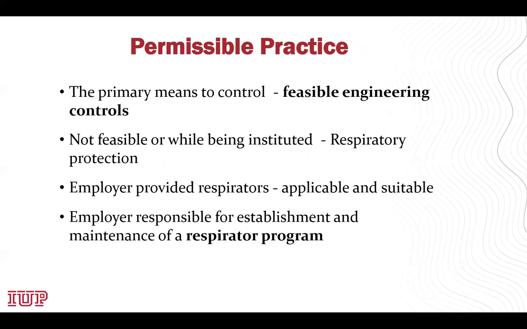Permissible practices. The primary means to control occupational diseases caused by breathing contaminated air is through the use of feasible engineering controls, such as enclosure, confinement, ventilation, or substitution of less toxic materials. When effective engineering controls are not feasible, or while they are being instituted, appropriate respirators shall be used pursuant to this standard. Employers shall provide respirators when necessary, when they are applicable and suitable for the purpose intended. The employer shall be responsible for the establishment and maintenance of a respiratory protection program, which includes the requirements of paragraph C, the respiratory protection program.